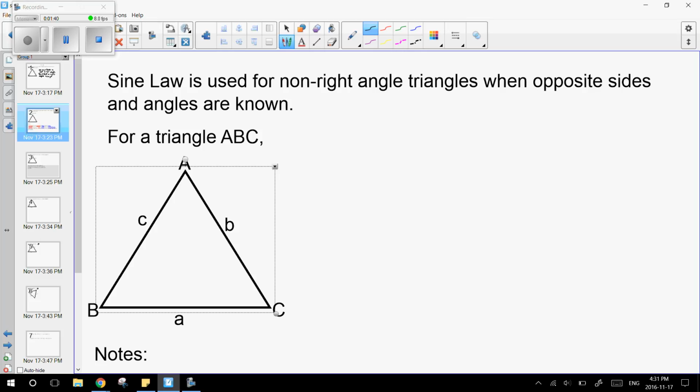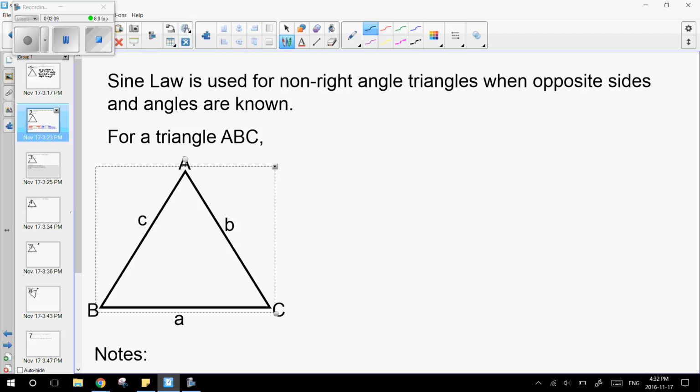So when we have our triangle here, ABC, and remember, big A's, B's, and C's, those are our angles. Little a, b, and c, those are our sides. And remember, side and angle have to be opposite to each other, so angle A must be opposite to side a, angle B must be opposite to side b, and angle C must be opposite to side c. And that's the case for every single triangle.